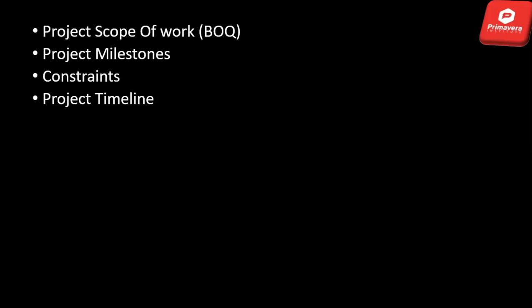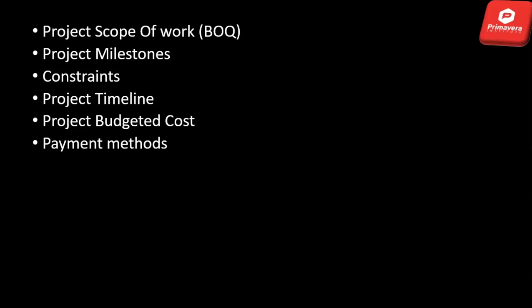So there are contract conditions. In those contract conditions, you will be given the project scope of work, and then project milestones will be mentioned in that contract. Constraints are also instructed by the client, and then the project timeline, that is how much time you require to complete that project. Then the project total budgeted cost, the estimated cost, will be mentioned there. Then how the contractor will get payments, what the frequency will be, after how many days or after how much progress he will get paid, and he will get the payment in the shape of IPCs.